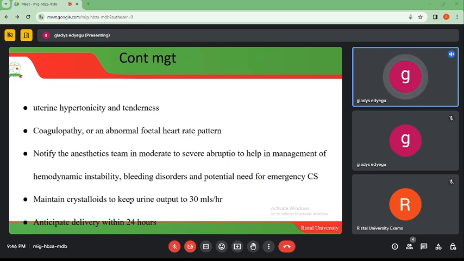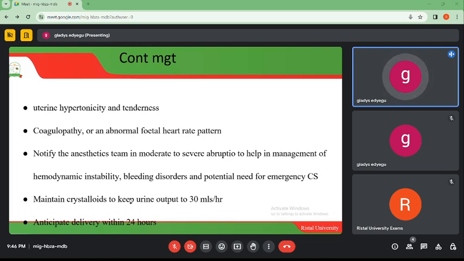And then also coagulopathy or abnormal fetal heart rate patterns should be identified so that intervention can be done immediately. Then notify the anesthetics team in moderate to severe abruption to help in the management of hemodynamic instability, bleeding disorders, and potential need for emergency C-section. So when you see all this, don't handle this mother alone.